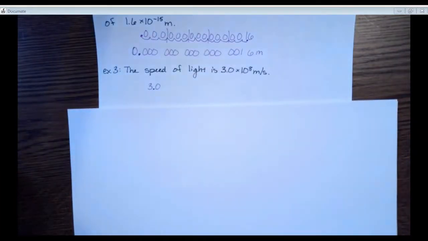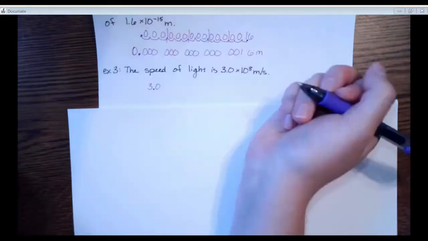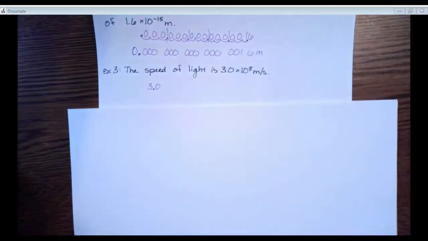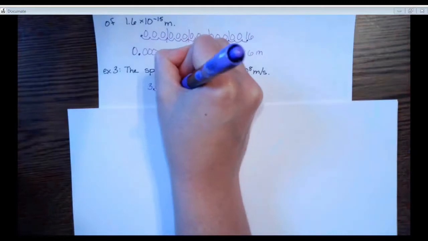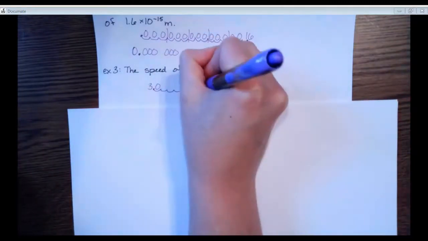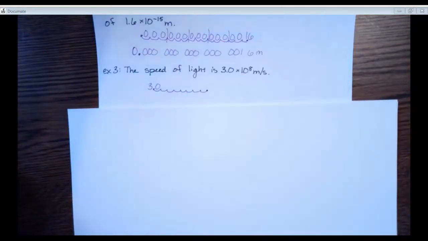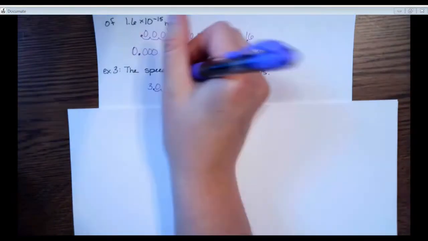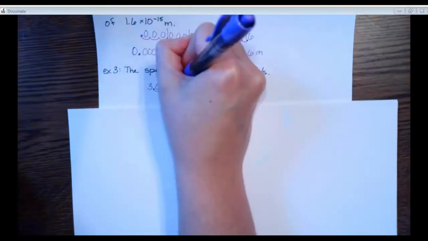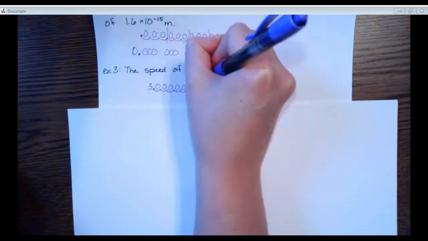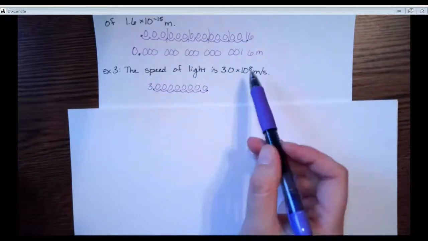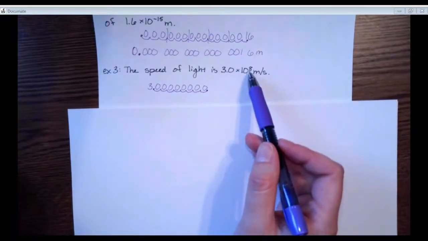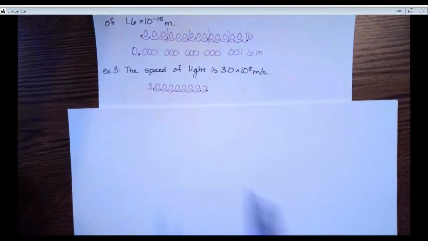And again, we're going to count the number of times that we move our decimal point. So we're going to move it 8 times to the right. So 1, 2, 3, 4, 5, 6, 7, 8. Okay. And again, I'm going to go ahead and fill that in with my zeros. So 1, 2, 3, 4, 5, 6, 7. Okay. So again, the power of the exponent does not correspond to how many zeros we add. So be careful with that.